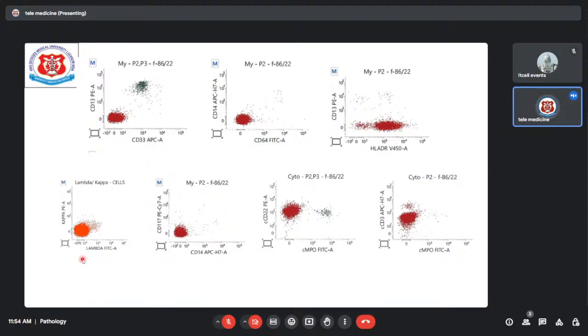In the case of follicular lymphoma, CD34 is negative. B cell markers are positive. Morphology is characteristic. Small cells with nuclear cleaving, and kappa and lambda is negative. Why? Because of procedural errors.